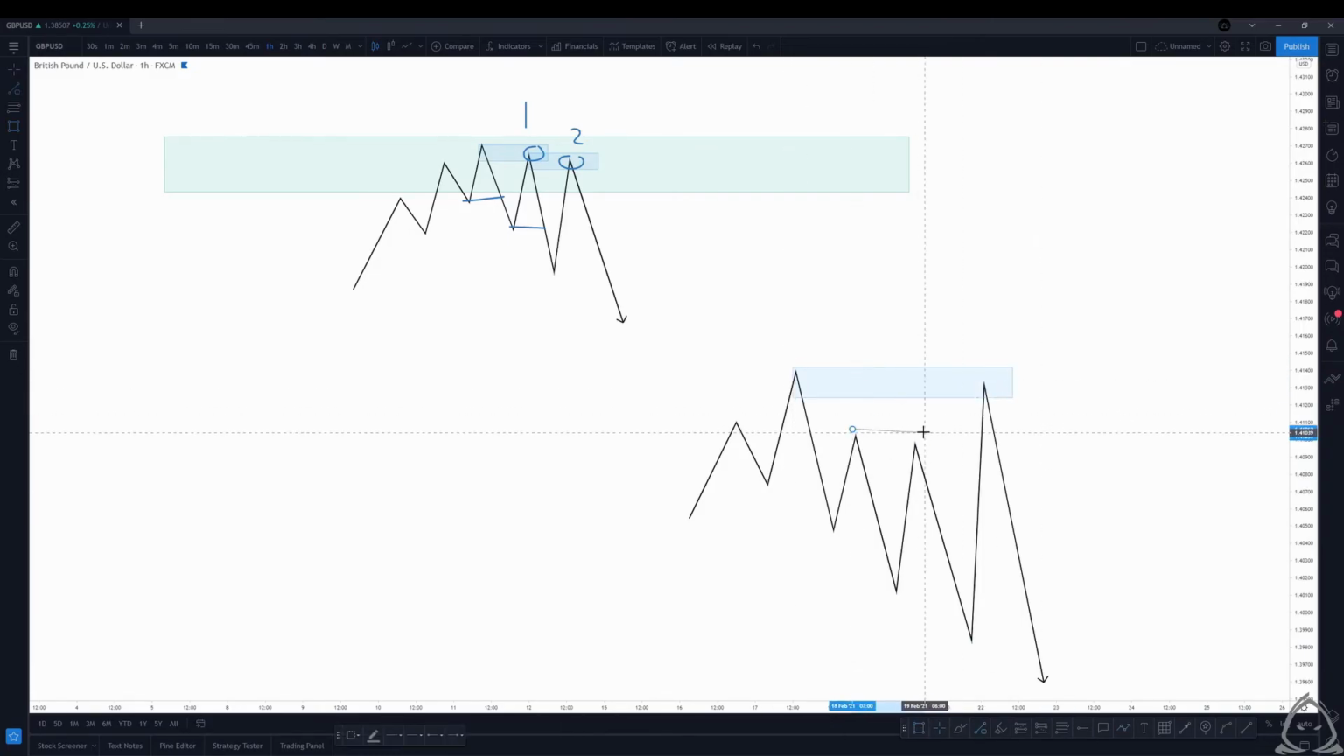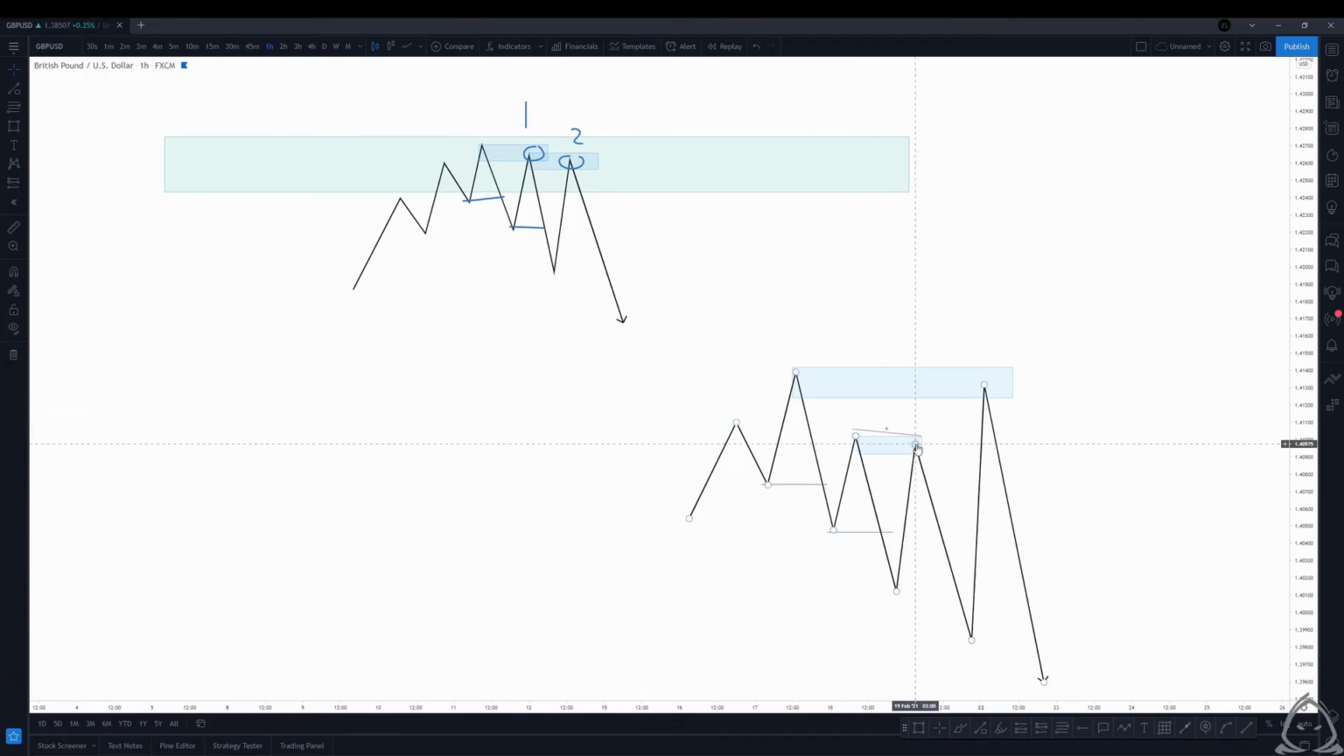There's nothing wrong with taking this entry right here. So this one right here, because we broke structure here. So our initial break of structure was here. We created this point of interest, but we didn't tap into it. We created this lower high, and then we broke structure.